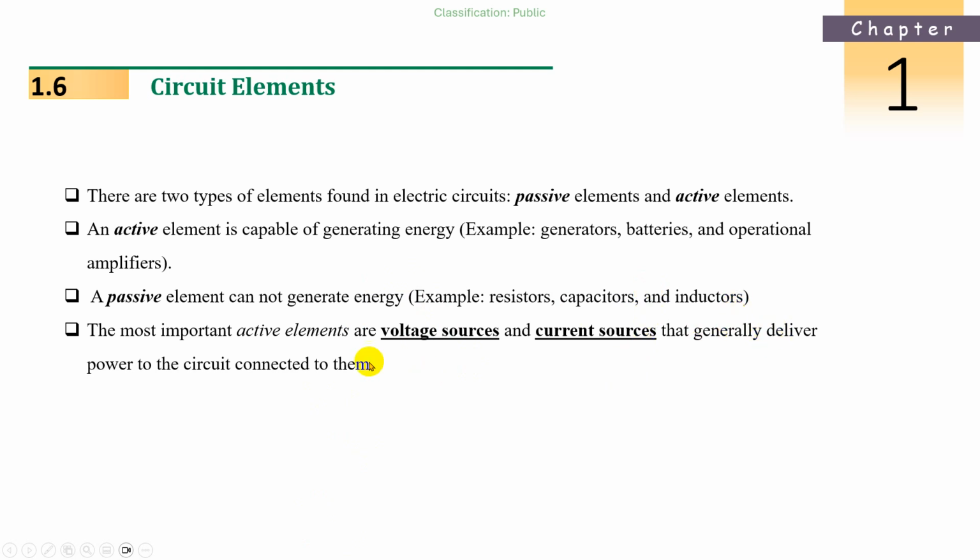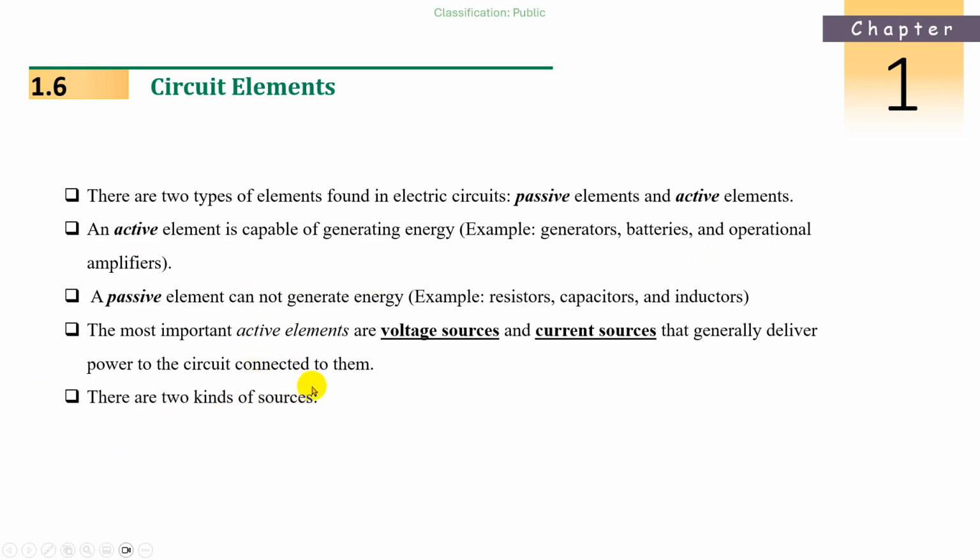And they generally deliver power. Voltage is there, and due to that voltage, current is there. Due to these two together, we have the power, VI. Without that, there is no generation or power. So sources generally deliver power to the circuit connected to them, and that circuit must have passive elements like resistor, inductor, capacitor, which take the energy.